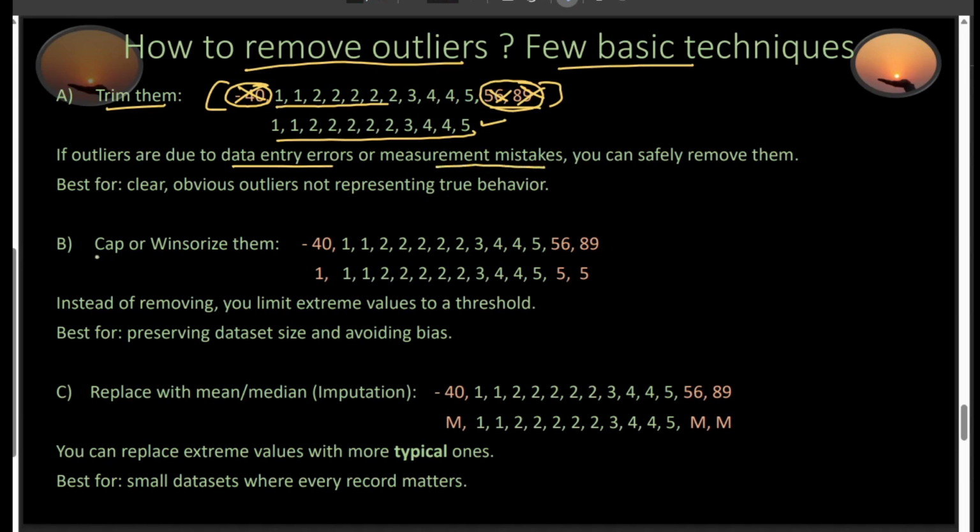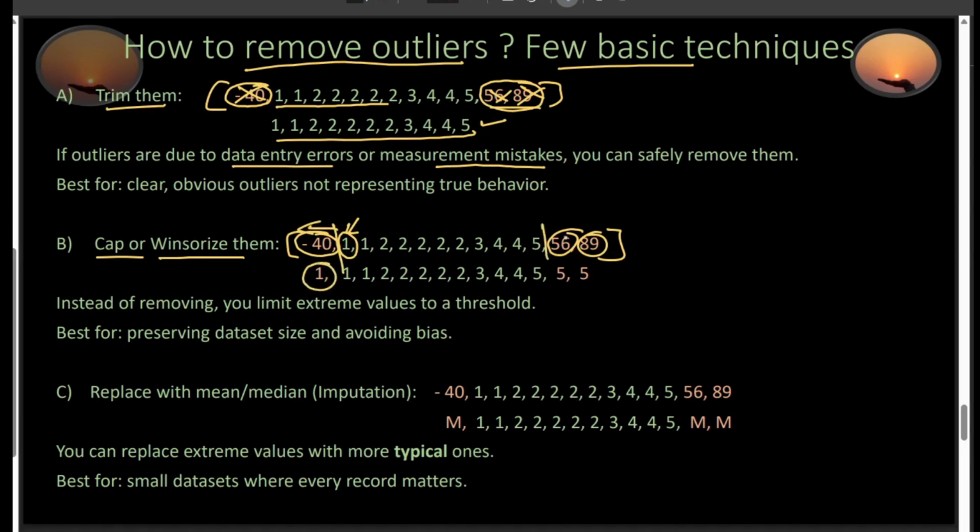Another one is capping or winsorizing them. Basically, you start with the same data set right here, and these are my outlier values. Let's say you have identified your outliers. What you do is define a threshold. In this case, let's say I define my threshold as 1. I'm saying that all my values on this side, I'm going to replace them with 1. You just replace that with 1 right there.